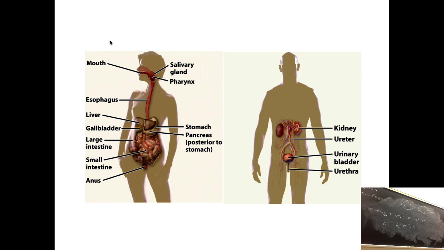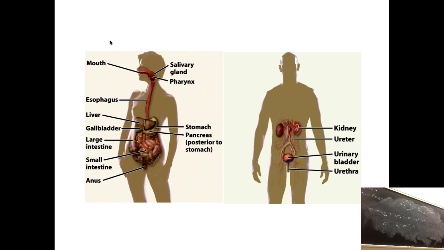What's the system on the right? Urinary system, also sometimes called the excretory system or renal system. That is for removing wastes from the blood, right? From your blood. Whatever's in your blood goes into your kidneys. The materials that you don't need go into your urine, and then that goes out of your body.